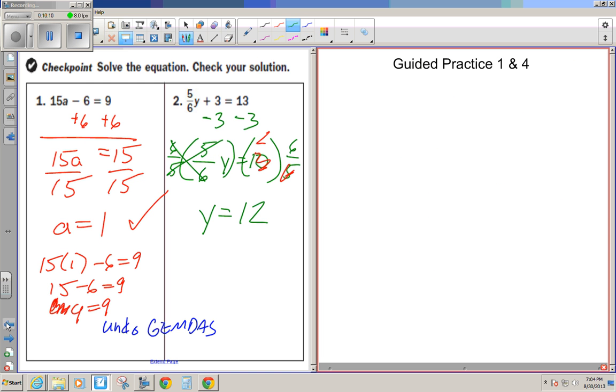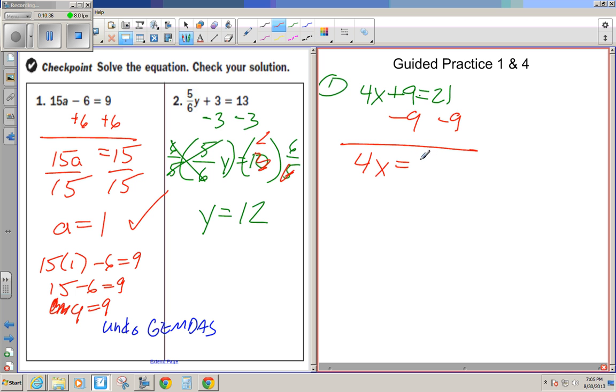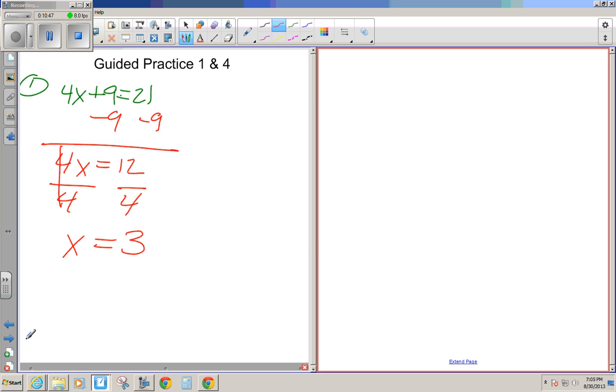All right, guided practice. 1 and 4. Remember, you have to do all of these, so let's start. Number 1, 4x plus 9 equals 21. So this should be on a separate piece of paper. Undo the 9. 12. Undo the multiplying and dividing. X equals 3. Check it if you want to make sure you did it right.